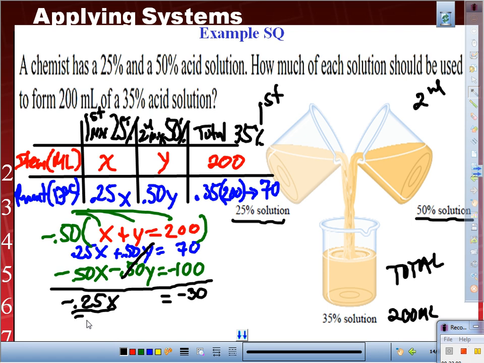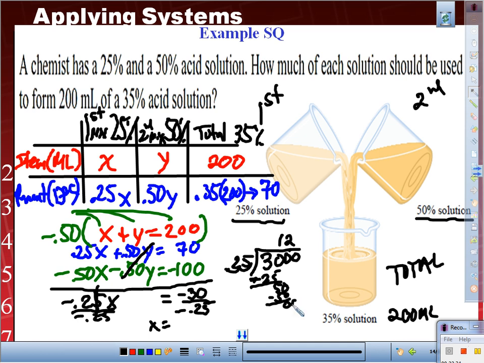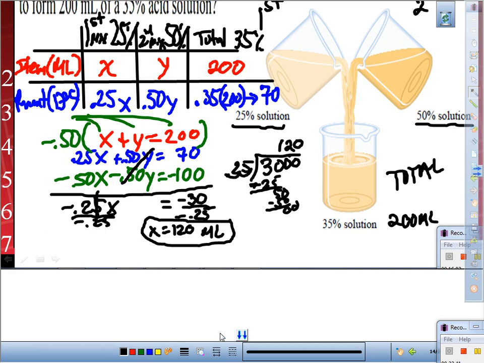Divide by negative 0.25, divide by negative 0.25. Negative divided by negative is a positive, so this is x equals 30 divided by 0.25. Let's see, 0.25 does not fit in 30 at first. Move the decimal twice, add two zeros. Fits in there once. 25, subtract. That's 5. Bring down the 0. Fits in there twice. That's 50. Bring down another 0. So it's 120 what? Milliliters. Hands up if you got that. Okay, good. And then what do I do from there?